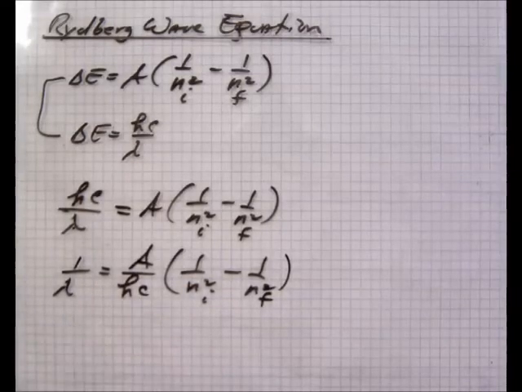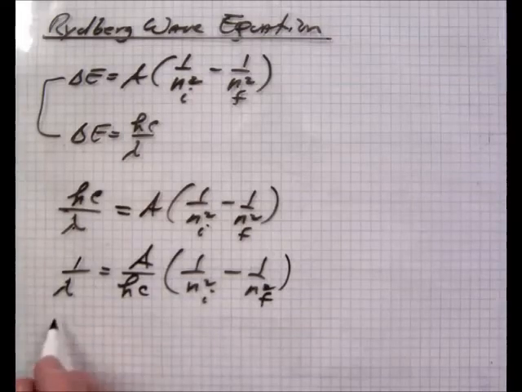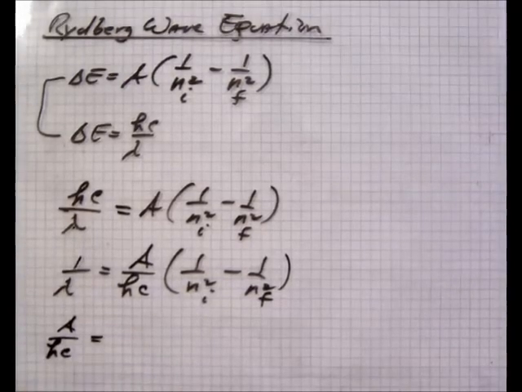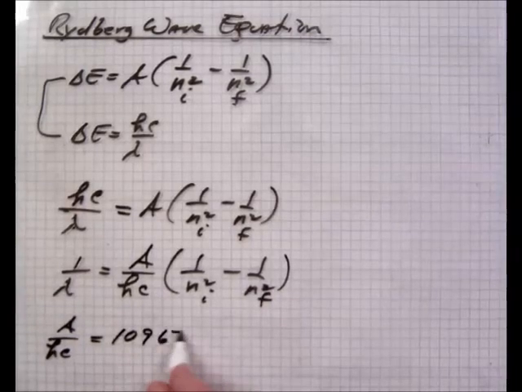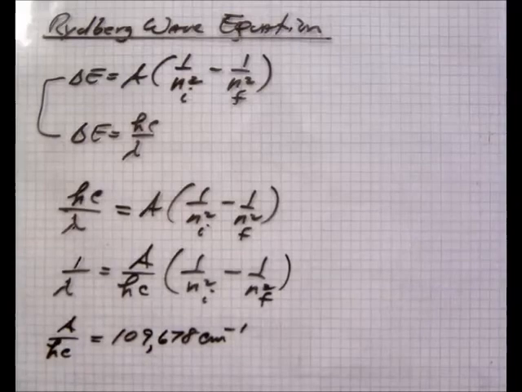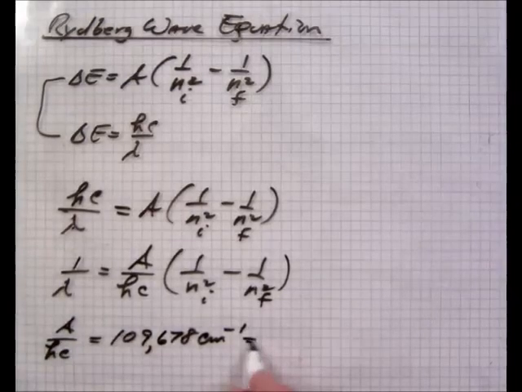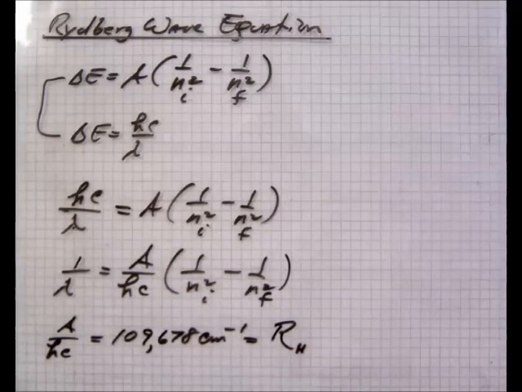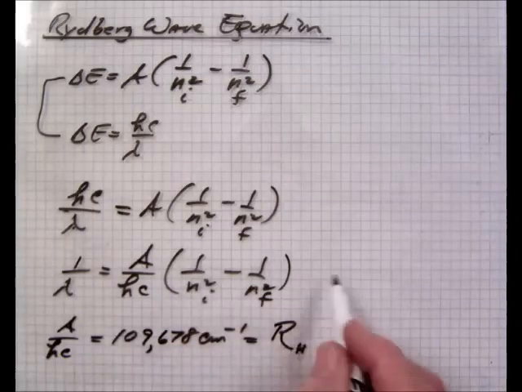This is expressed in what they show in the textbook. Most textbooks will publish this. Turns out that A over hc, when you work it out, is 109,678 centimeters to the minus 1. This is published on your reference sheet. You don't have to look it up. This is usually listed as R with a little H subscript. It's called the Rydberg constant for the hydrogen transitions. It's just RH.